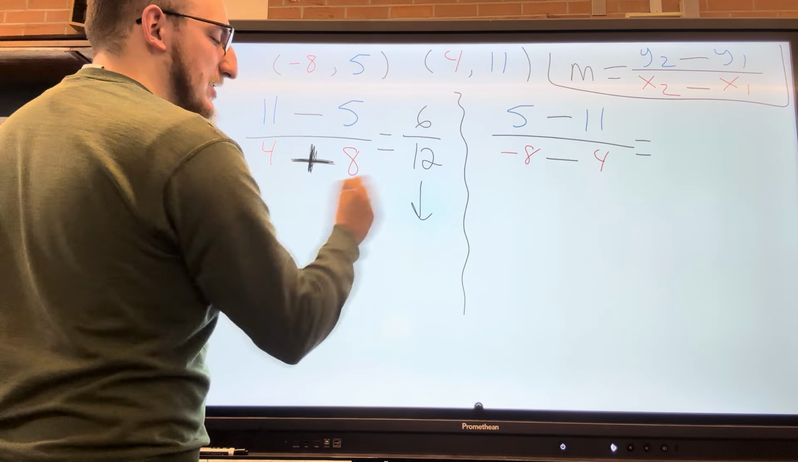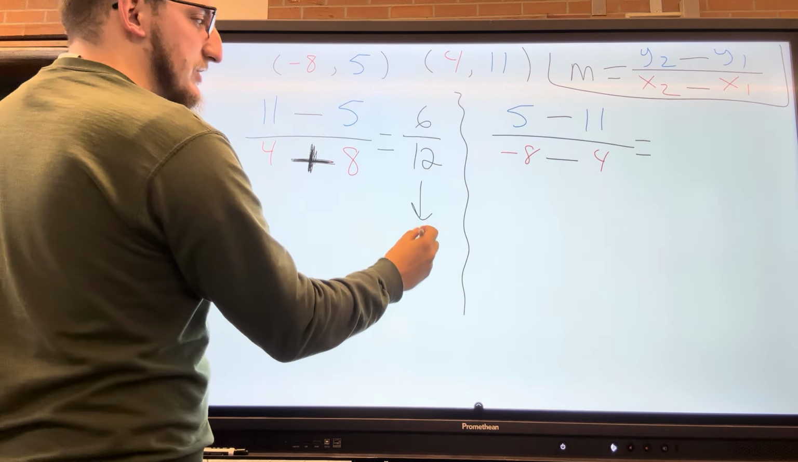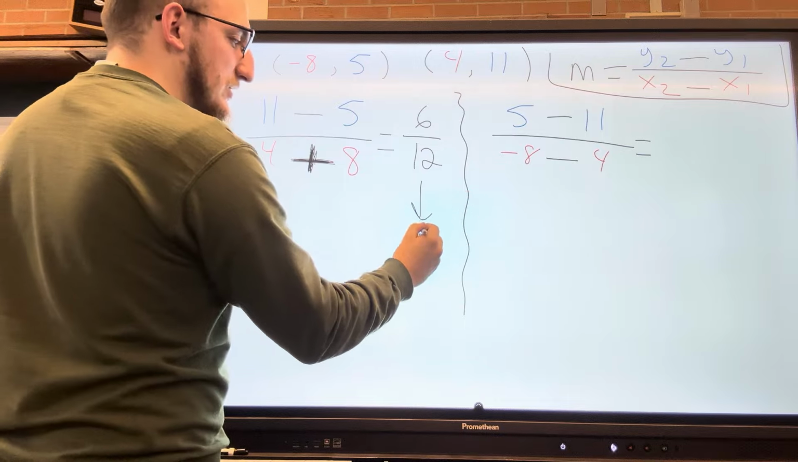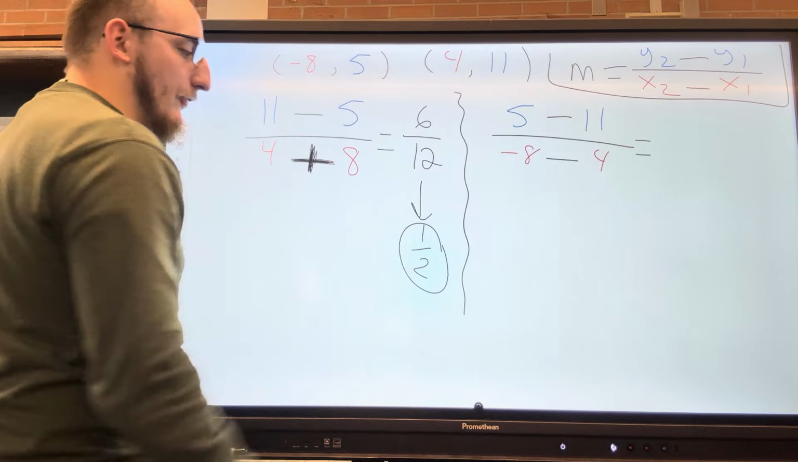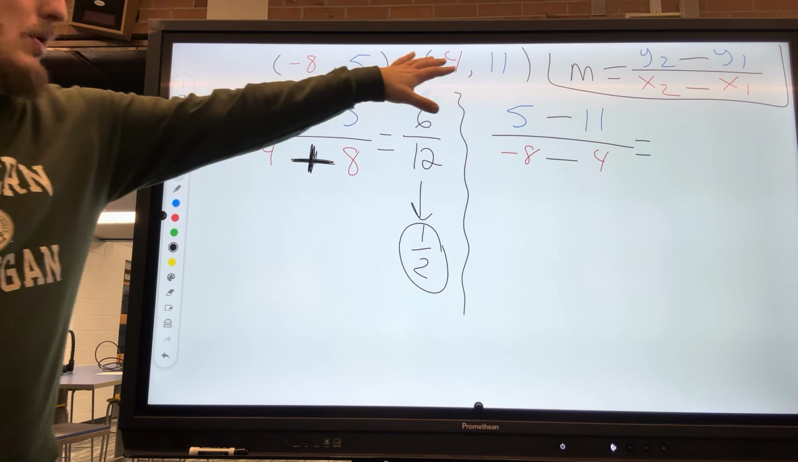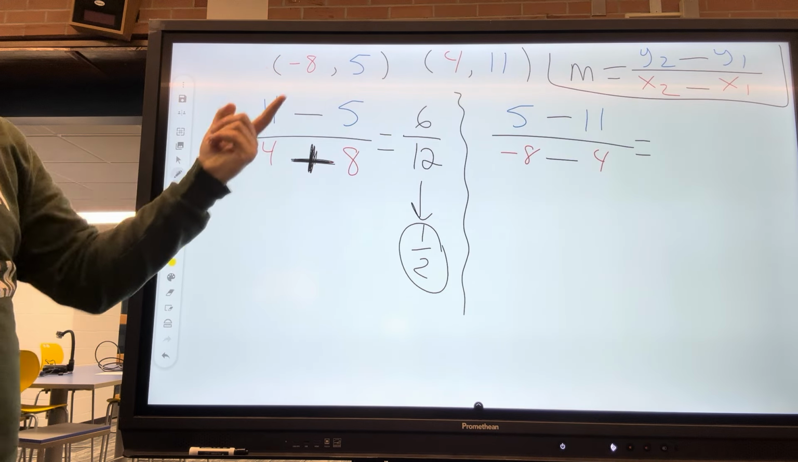And then just like last time, we can simplify this. What number goes in both 6 and 12? 6 does, so this is really 1 over 2. Perfect. If this is your y2, this is your y1. Now let's flip it. Let's do the other example.